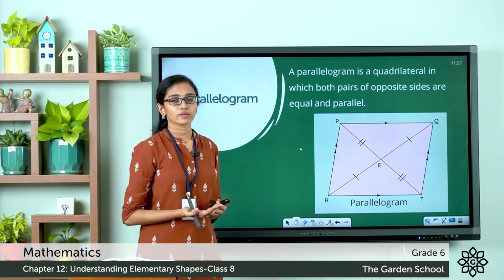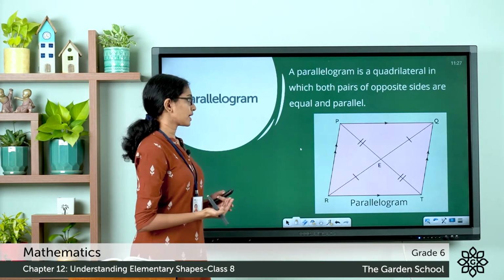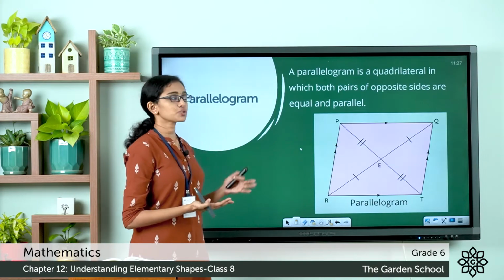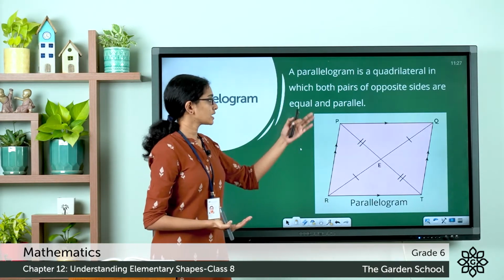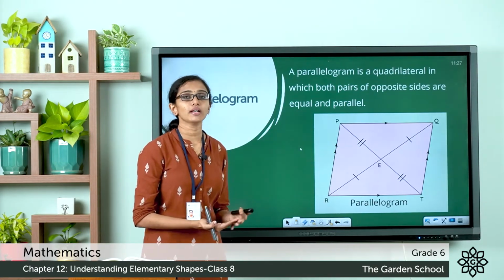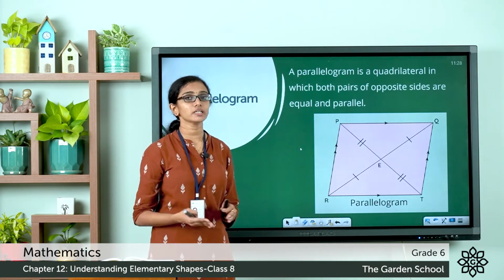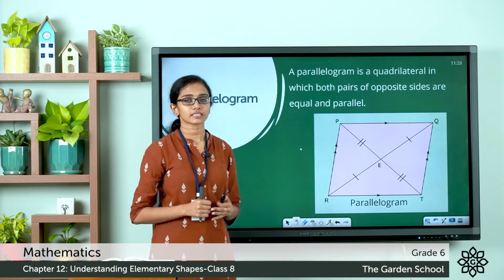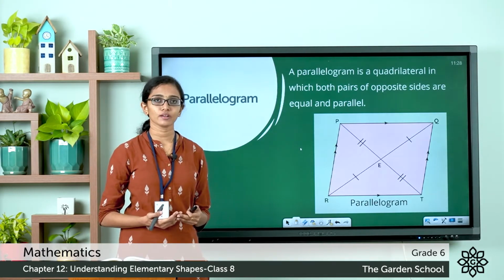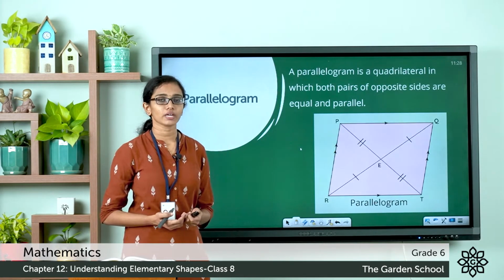So what is a parallelogram? We can say a parallelogram is a quadrilateral in which both pairs of opposite sides are equal and parallel. The opposite sides are equal in length, they are parallel to each other and also the diagonals bisect each other. So that's about a parallelogram. Let's see the next type of quadrilateral.